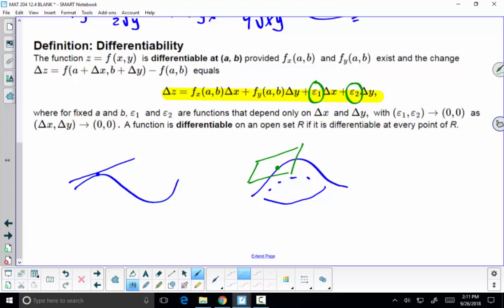If you imagine your point of tangency on the surface, and then you imagine all the curves that go through that point of tangency, if every one of those has a tangent line, the collection of all tangent lines is going to form the tangent plane.